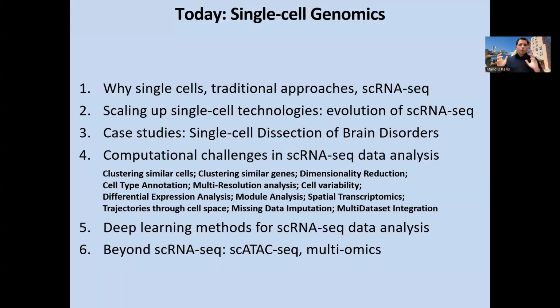So we're going to start with why single cells. Why single cells? What are the traditional approaches and the emergence of single-cell RNA sequencing across different types of technologies? Because understanding the technological underpinnings can also help you understand some of the issues with noise and when the technology doesn't go exactly right.